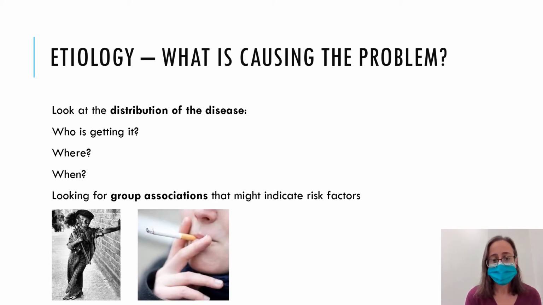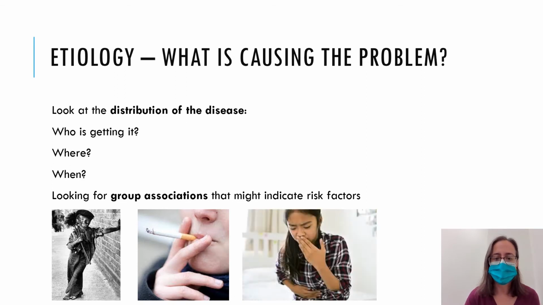Smoking, of course, is another example. So what we saw once rates of smoking in men increased significantly around the time of World War I. About 20 years later, we started to see a significant rise in lung cancer rates in men. Now, women didn't start smoking in any great numbers till a few decades later, and a few decades after that, we saw the lung cancer rates in women start to go up, right? So these group associations can help us deduce what's going on.